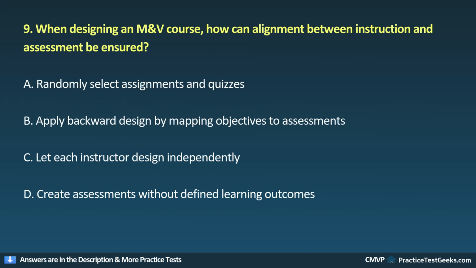9. When designing an M&V course, how can alignment between instruction and assessment be ensured? A. Randomly select assignments and quizzes. B. Apply backward design by mapping objectives to assessments. C. Let each instructor design independently. D. Create assessments without defined learning outcomes.